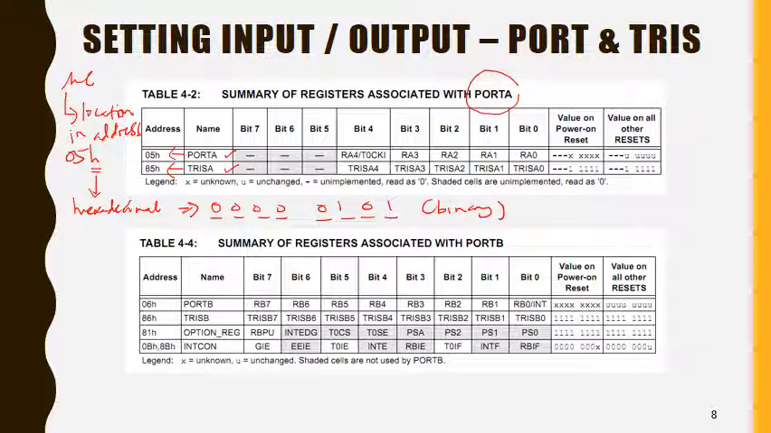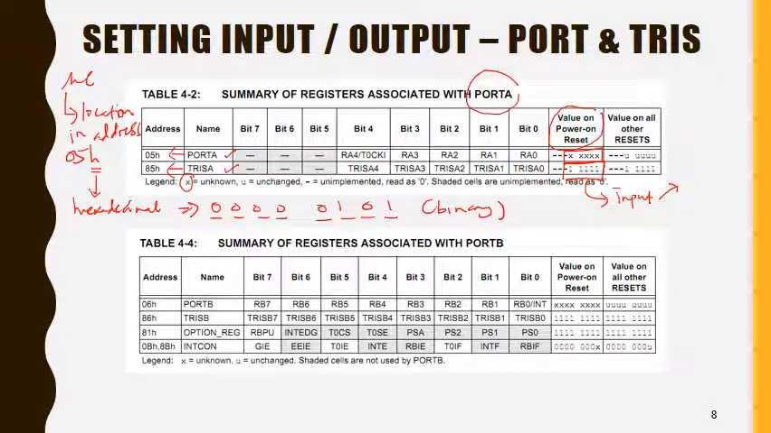So let's take a look at the value on power on reset over here. This is the default value upon start. For port A, the values are X, which equals unknown. For trace A, the values are all equal to 1. In other words, upon power on reset, all the bits are set as input. This is the default value.